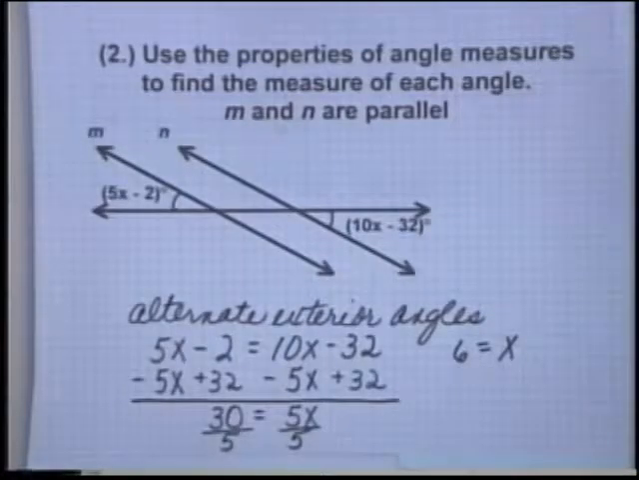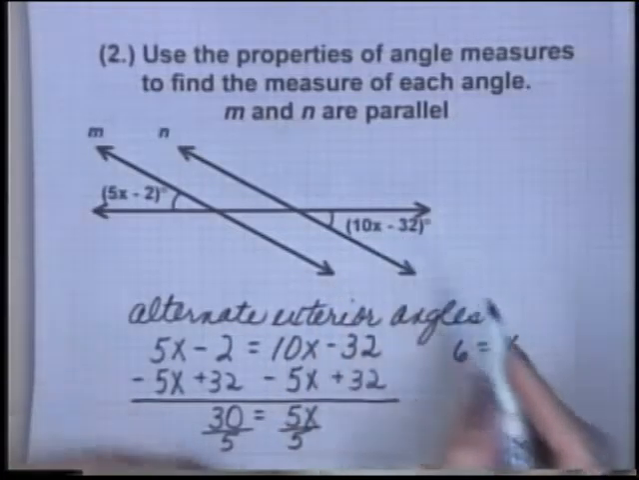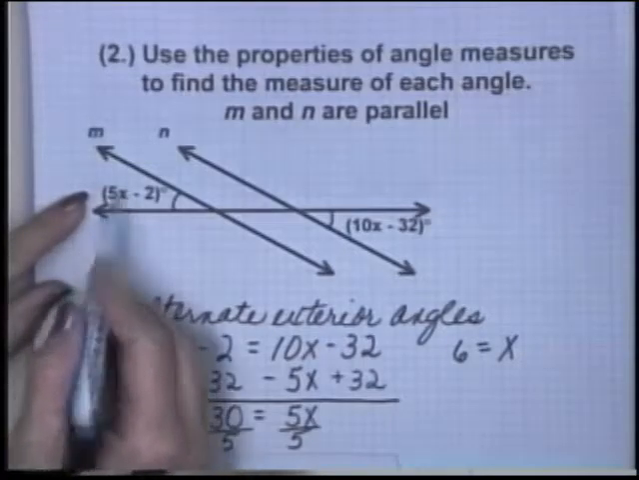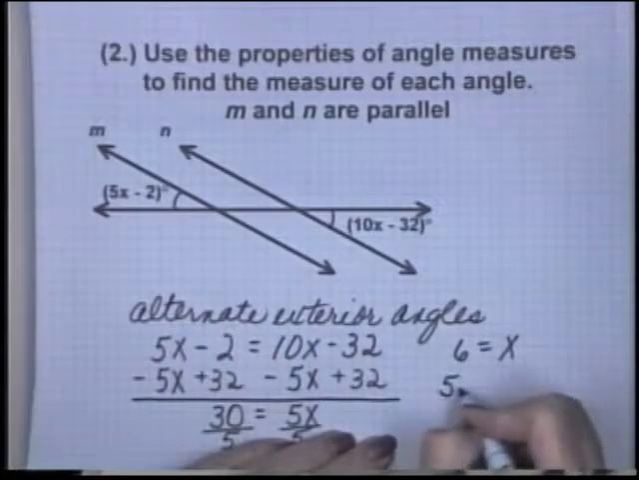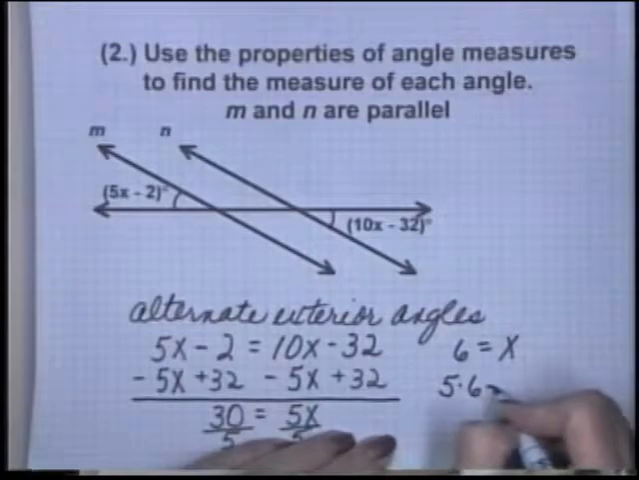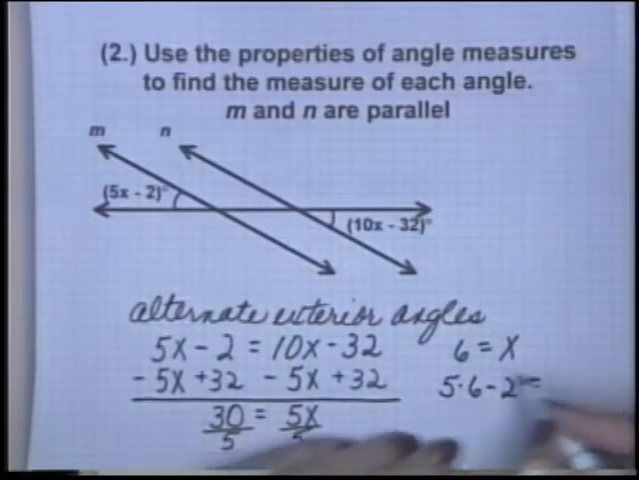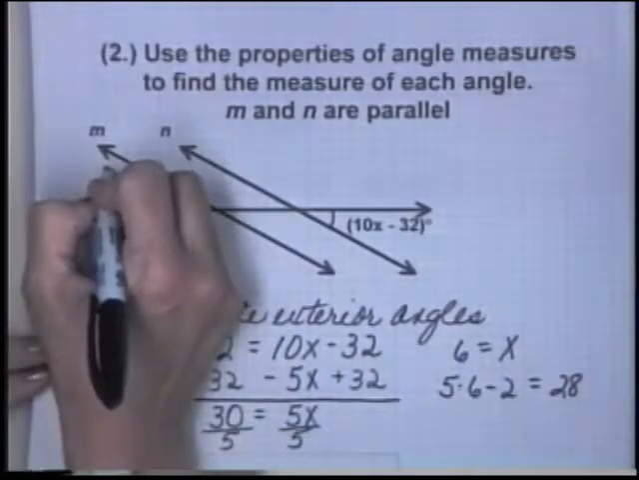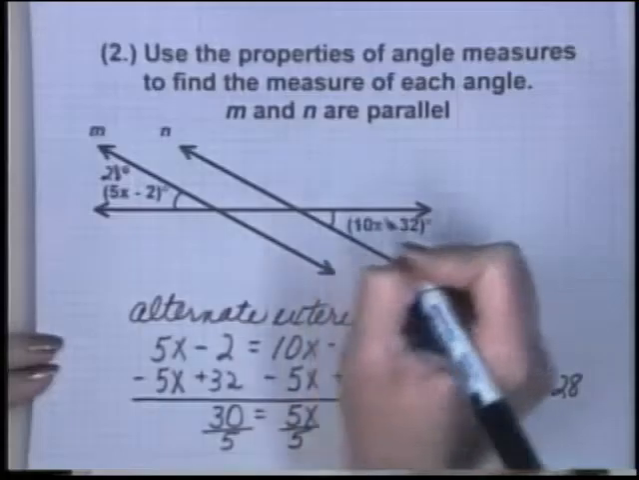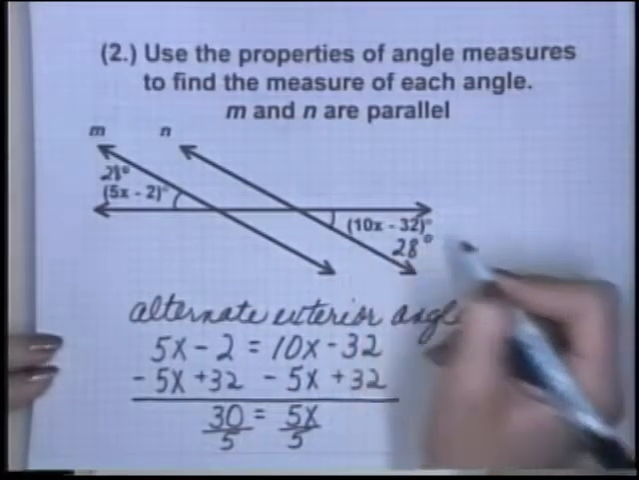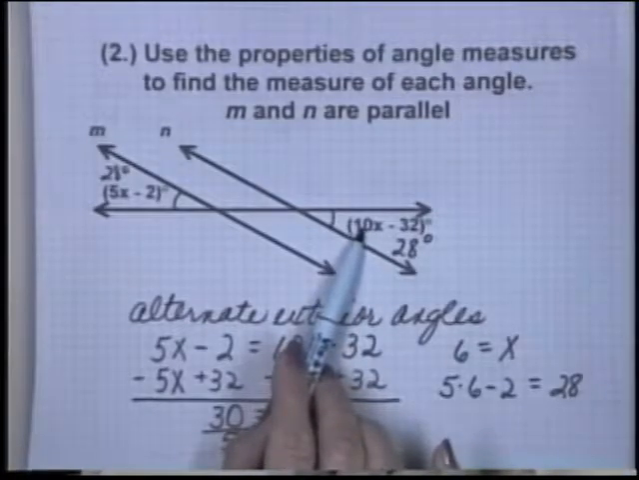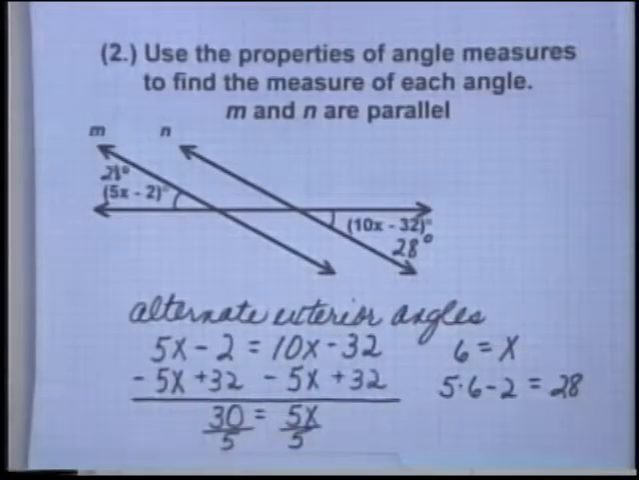Now notice it didn't ask us to find x, it asked us to find the measure of the angles. So for this angle, I think I'll work with this one. We know that they're equal, so I could find either one. Let's say 5 times 6 subtract 2, so that would be 30, subtract 2 would be 28. So I know this angle's 28 degrees and this angle's 28 degrees. We could check that. 6 times 10 is 60, and 60 subtract 32 sure enough is 28.